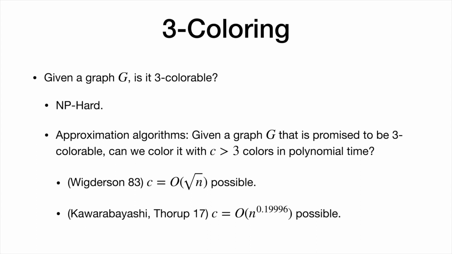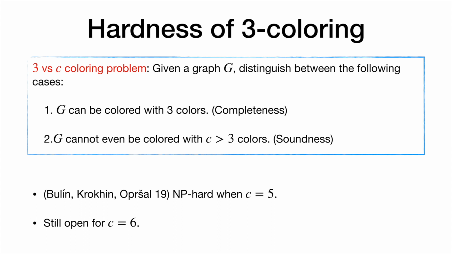Now we'll take a look at what's going on on the hardness front. And on the hardness front, things are much more dire. We'll first look at the decision version, which is easier to think about when we are dealing with hardness. In the decision version, it's the same as before, but you just need to distinguish between two cases, given a graph G. The first scenario is when G can be colored with three colors, or G cannot even be colored with C colors.